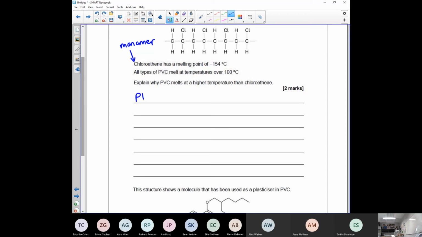You have to realise that PVC is a bigger molecule than chloroethene. Chloroethene is the monomer, the one thing that goes on to make the endless repeating units of a polymer. You have to be confident what a polymer is: it's made of lots of these alkenes in a really long chain. So PVC is a bigger molecule than chloroethene, with a greater Mr, so greater molecular mass.